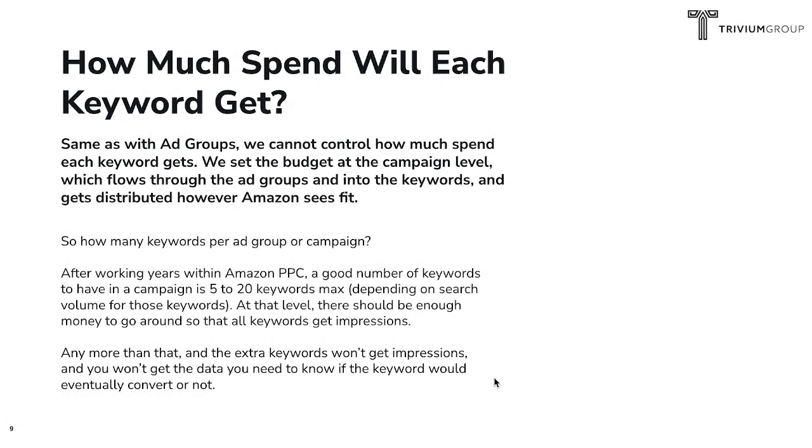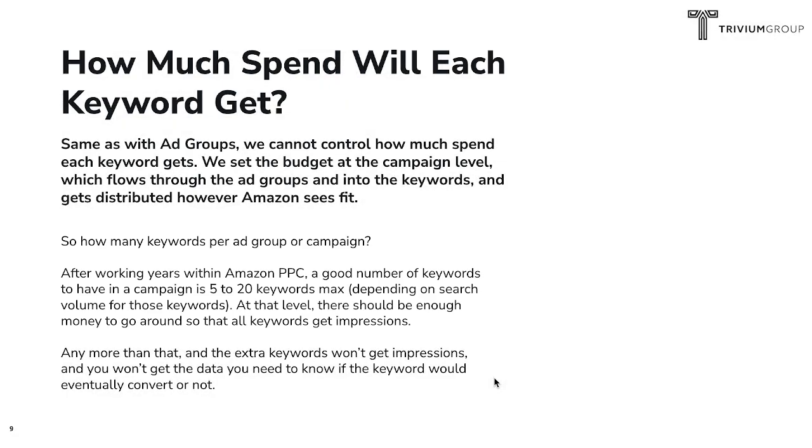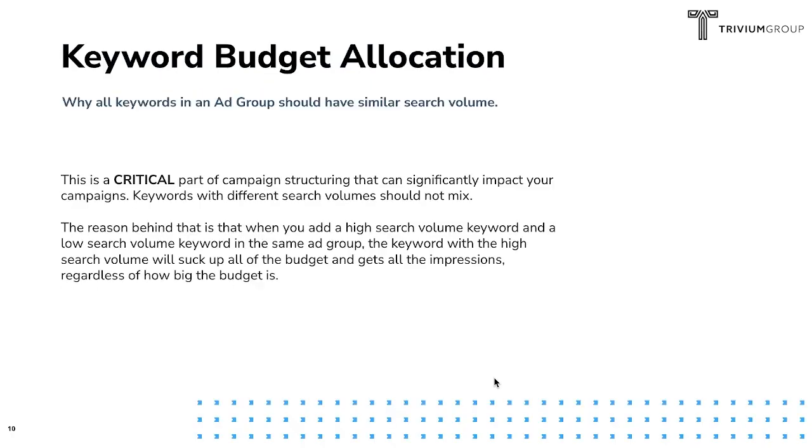So how many keywords per ad group or per campaign? After working numerous years in the industry, I have found that a good number of keywords to have in a campaign is between 5 to 20. No more than that, really, because number one, it depends on the search volumes. But when you start getting more than 20 keywords in a campaign, there's not a lot of money to spread around to all the different keywords. You're not getting any impressions on some of the keywords, and it defeats the purpose of having those keywords in your campaign to begin with.